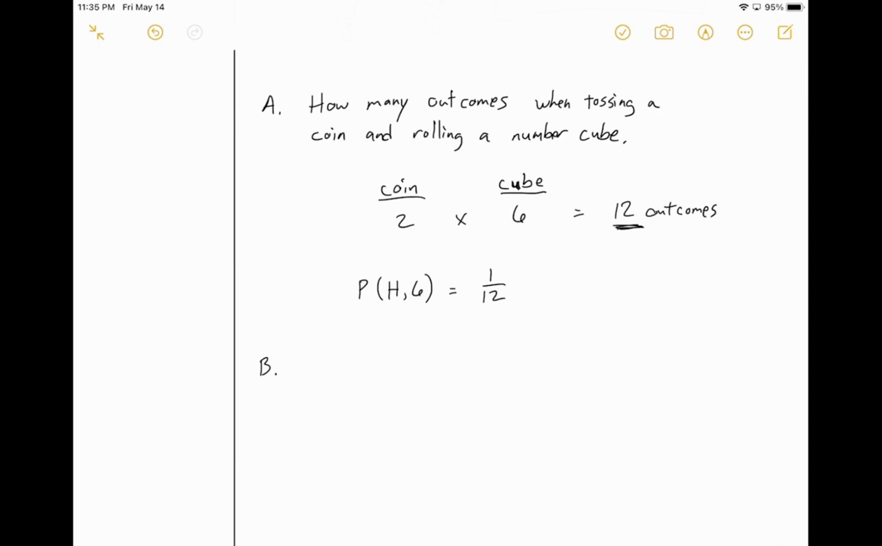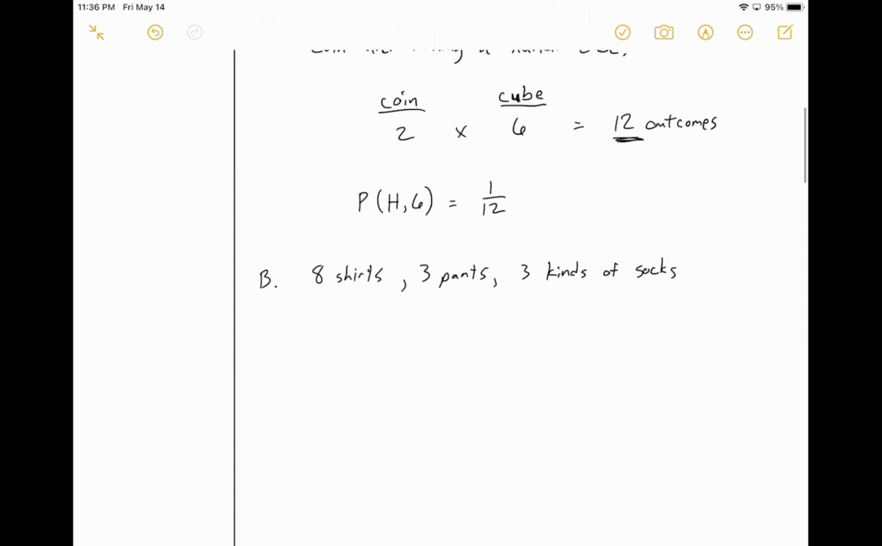So let's say you have 8 shirts, you have 3 different kinds of pants, and you've got 3 kinds of socks. So you look in your closet, you've got 8 shirts, 3 pants, and 3 different kinds of socks. So the question is, how many outfits can you make?